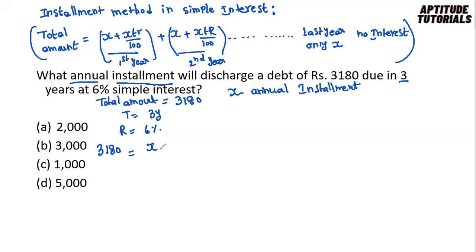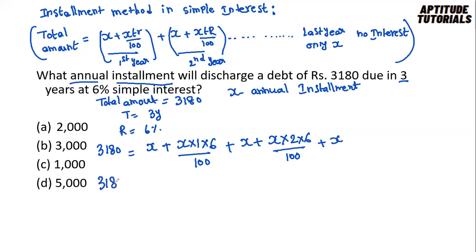So let's write the same. We don't know what the installment was. We have to find out the installment. I'm keeping x as the same. X plus x into, so this is for the first year, time period value is 1. Rate of interest they have given as 6 in the question. So 6 divided by 100, plus x into, here this is for the second year, time period is 2, 6 divided by 100, plus. Remember, for the last year, you are not going to pay the interest. You're directly paying the installment value, x.